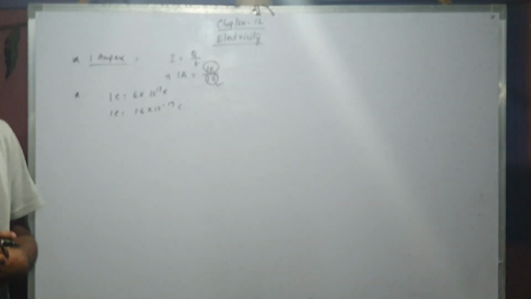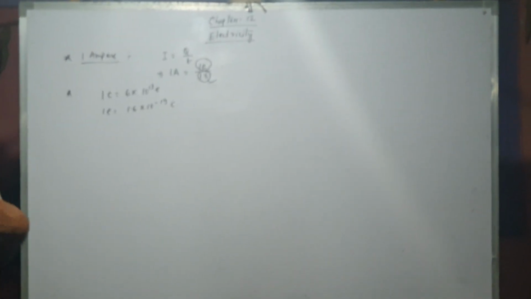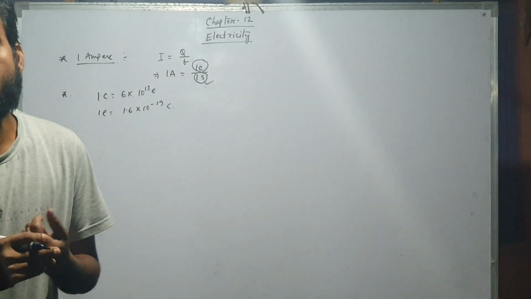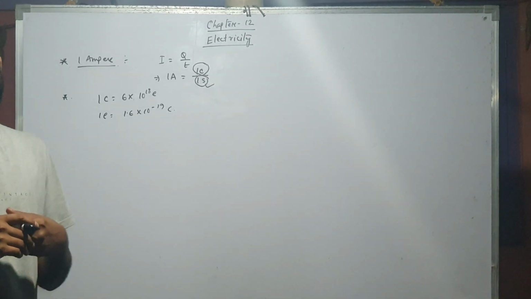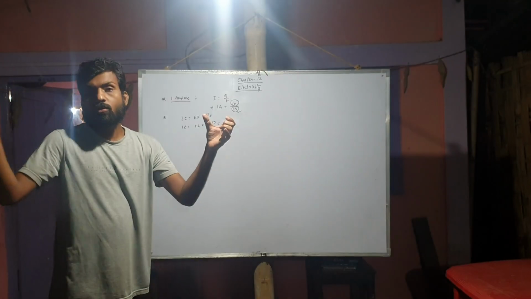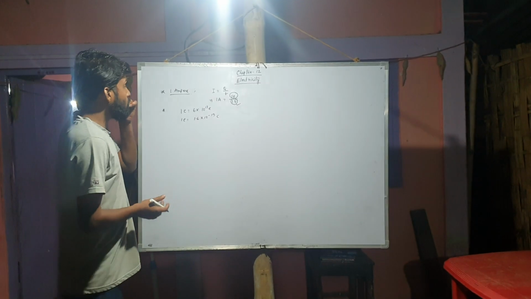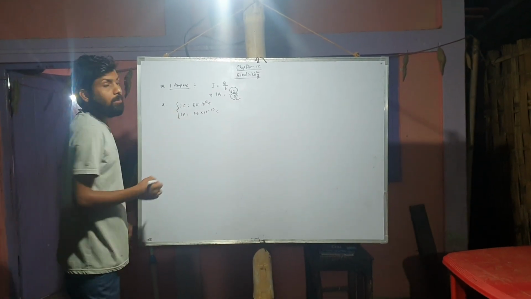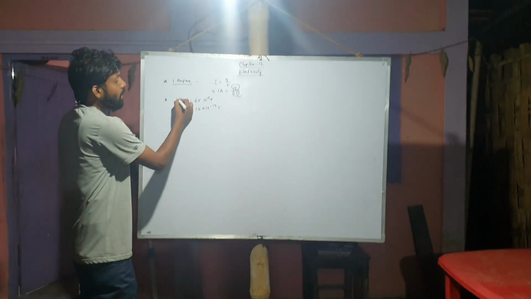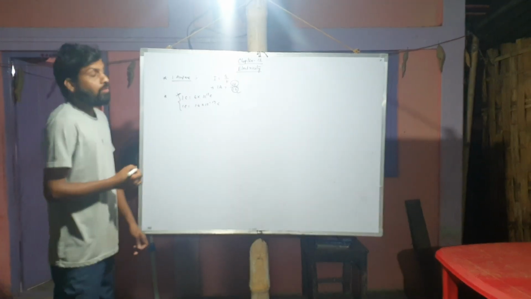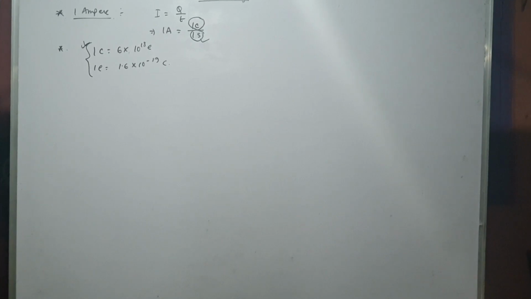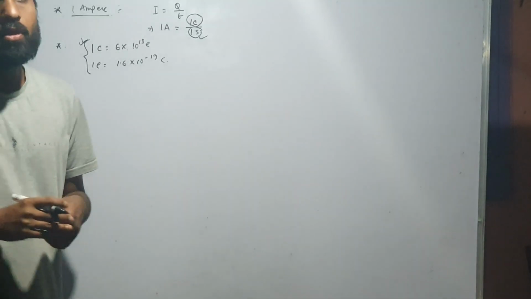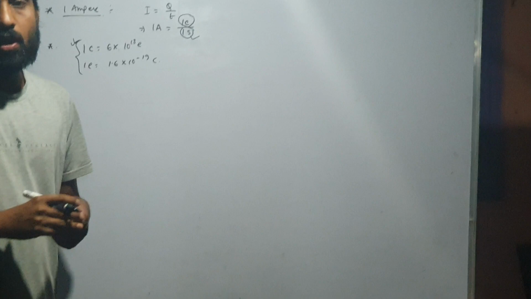Now we know that current is the flow of charge. The flow of charge means what? Flow of electrons only. Since current is related to charge, we have to know the relation between coulomb and electrons. So we should know here that 1 coulomb is equal to 6 into 10 to the power 18 electrons, and 1 electron is equal to 1.6 into 10 to the power minus 19 coulomb.